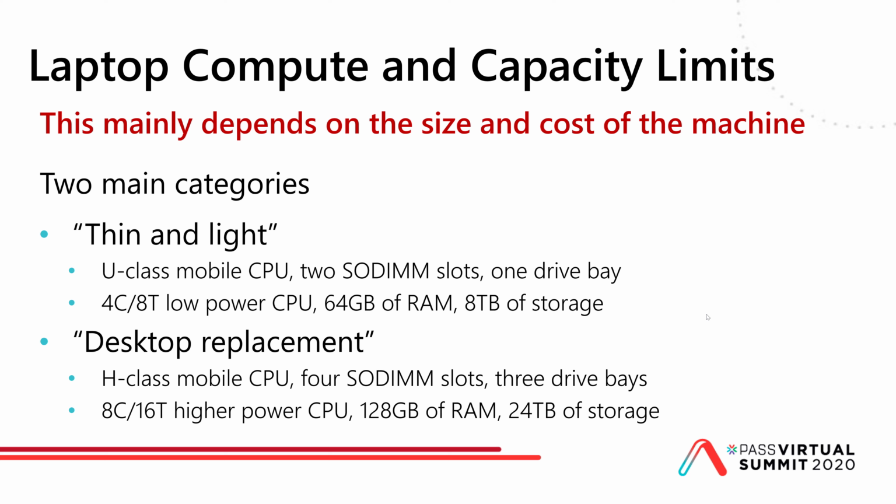Now with desktop replacement laptops, you're going to have what's called an H-class mobile CPU that has a higher power draw, and it's going to have 4 memory slots in many cases, and up to 3 even internal drive bays. That's going to give you a lot more storage. And usually you're going to go up to 8 cores or 16 threads on the CPU, and you can go up to 128 gigs of RAM and have up to 24 terabytes of storage. So that's quite a bit.